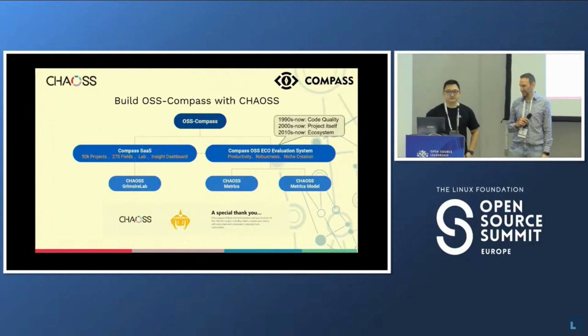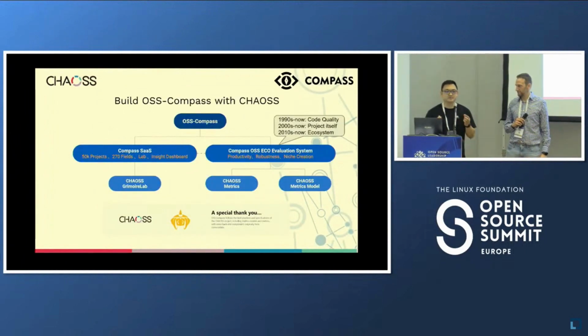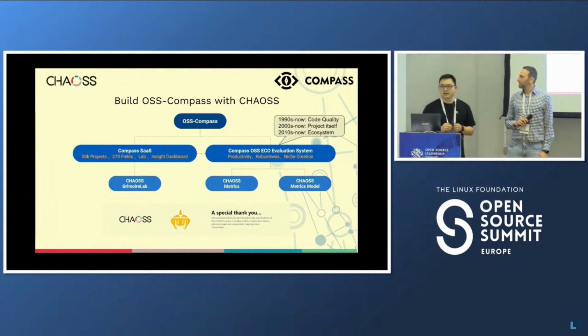So first I will use these slides to introduce the relationship between OSS Compass and CHAOSS. First, OSS Compass is an open source community. It provides two main artifacts. First is a SaaS platform, which is provided for everyone to use for free, and I will use the next few slides to introduce that later. And there's another artifact, we call it the OSS ecosystem evaluation system. This is the theoretical framework.